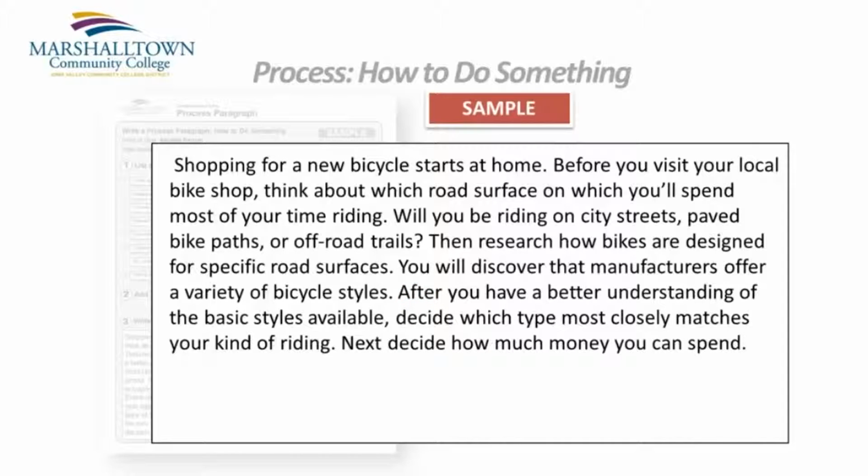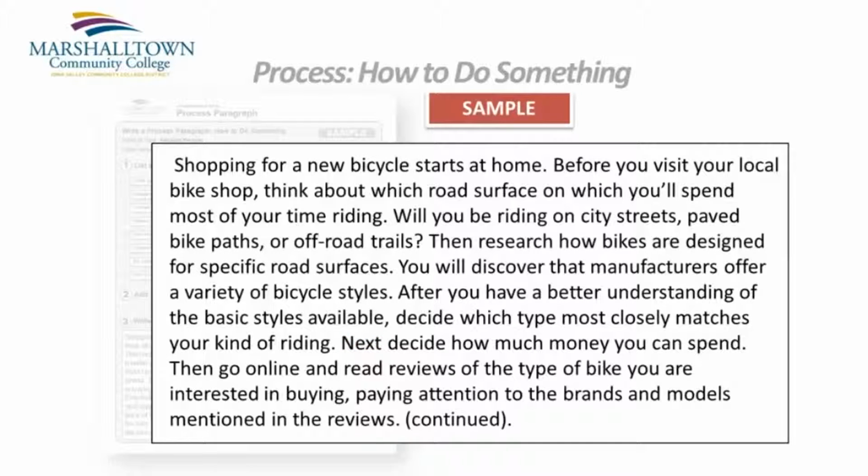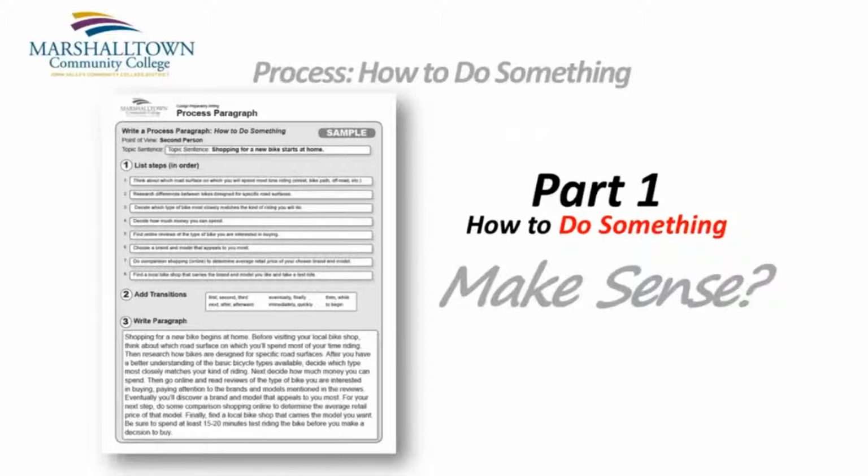Next, decide how much money you can spend. Again, notice the transition word "next." Then go online and read reviews of the type of bike you are interested in buying, paying attention to the brands and models mentioned in the reviews. So that's the basic structure of a process analysis, and in particular, the type of process that explains to a reader how to do something.